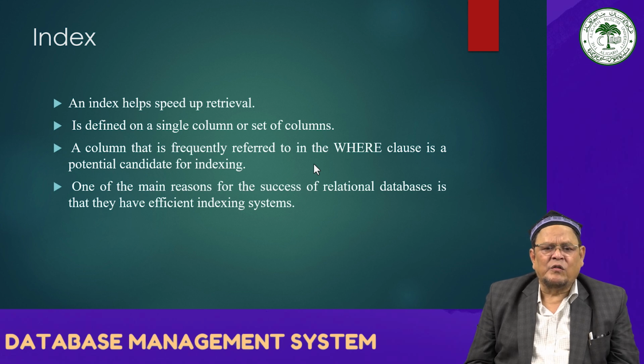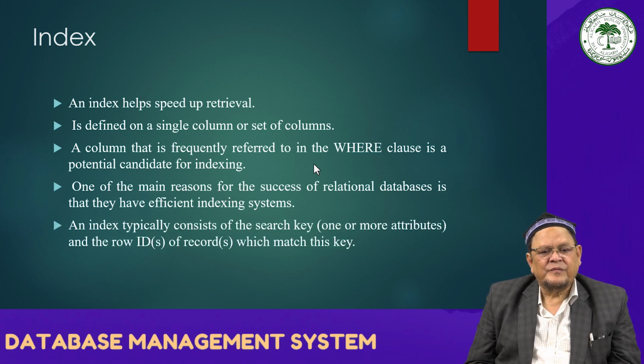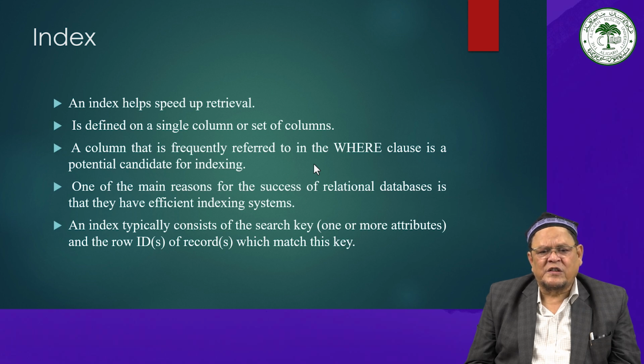One of the main reasons for the success of relational databases is that they have an efficient indexing system. An index typically consists of the search key. It may be a combination of one or more attributes and the row IDs of records which match this key.